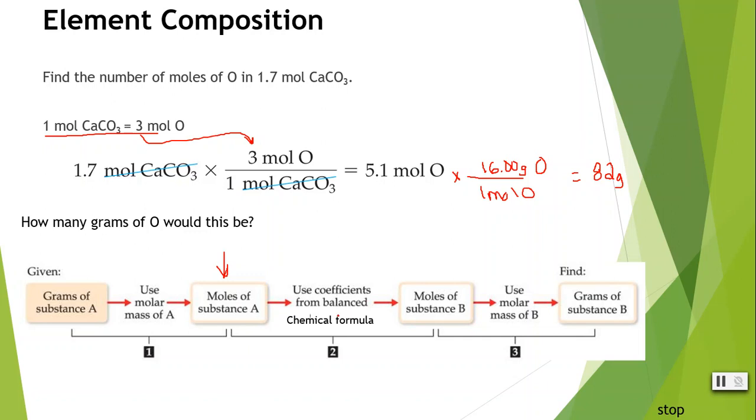So in the next video, we're going to do some more problems using this flowchart. But instead of starting with moles of a substance, I'm going to give you grams of substance. The only other step we will need to add is going to a chemist's favorite unit, the mole, by using that substance's molar mass.